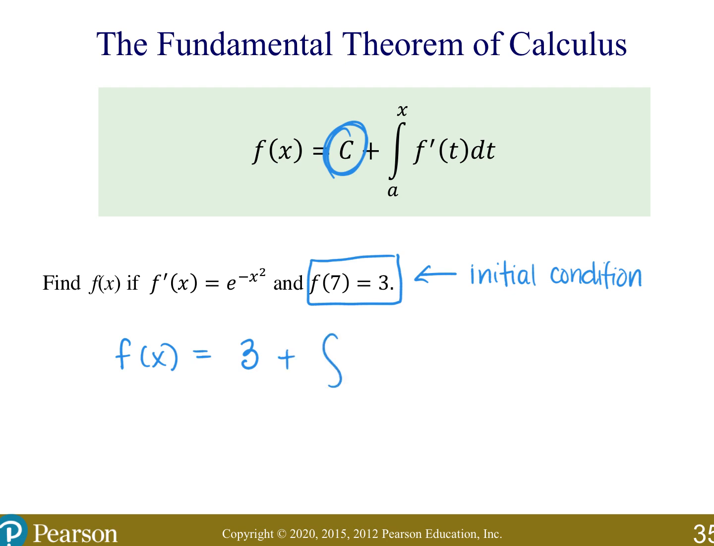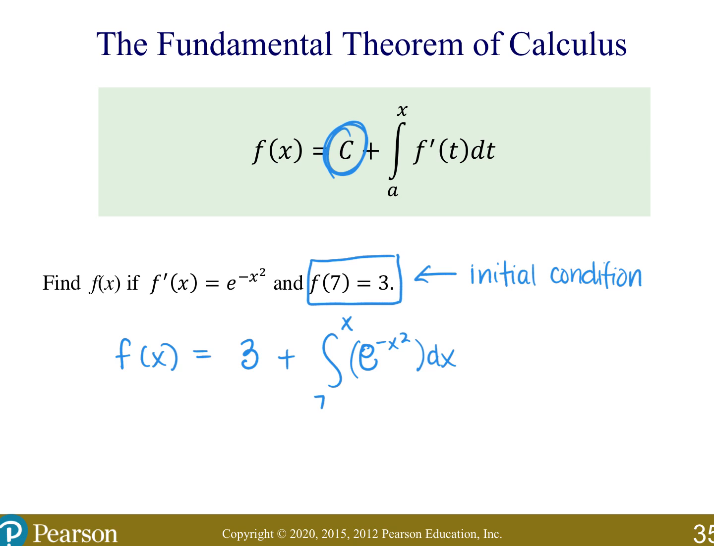After that, from the number 7 where I am on the x-axis, I'm going to keep finding all the area under e to the negative x squared. And I'm going to go an unspecified amount. So my upper bound is what we call x. Think of it like area. 3 is the head start of where you're at.